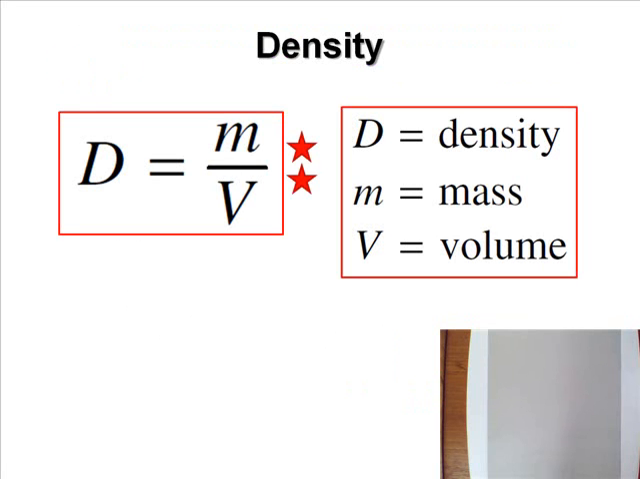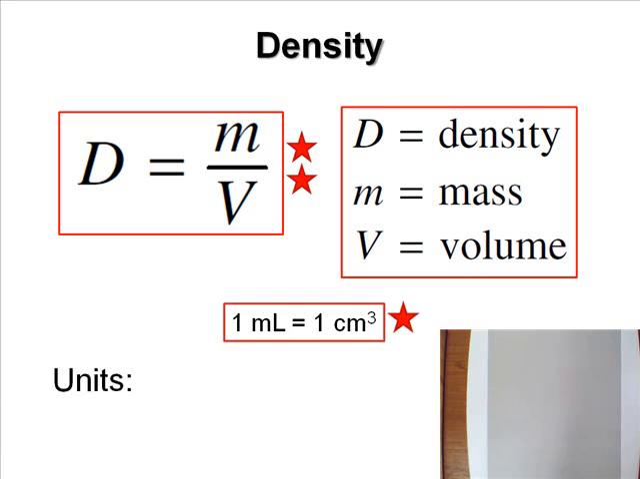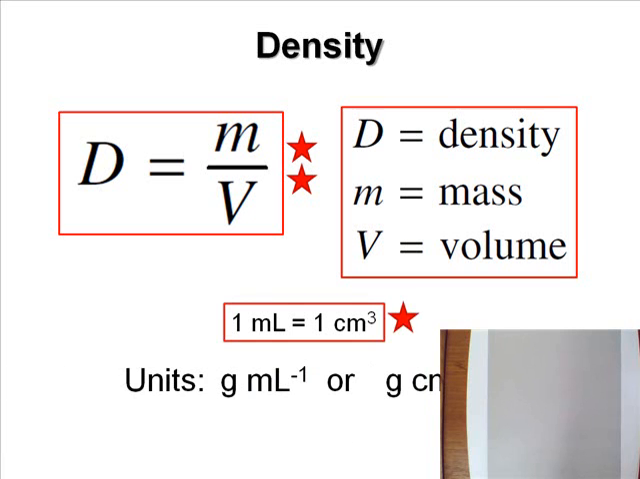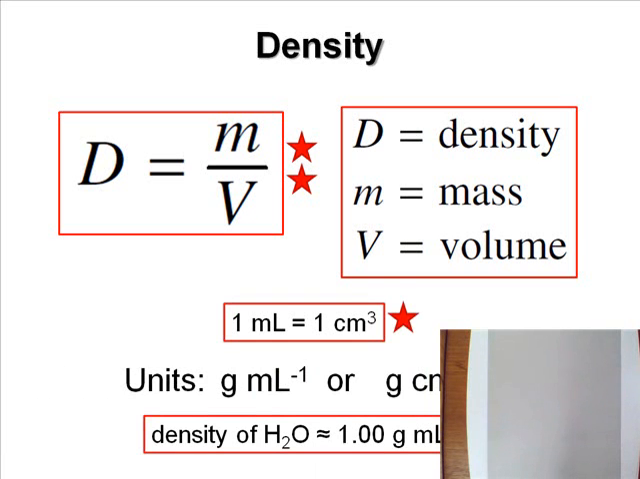Finally, the density is another method of measuring the concentration of something. This is very common and it's used in breweries, the density indicating the concentration of the alcohol. So 1 milliliter is 1 cubic centimeter. That's the conversion. So there's your units for your density. By definition, water has a density of 1.